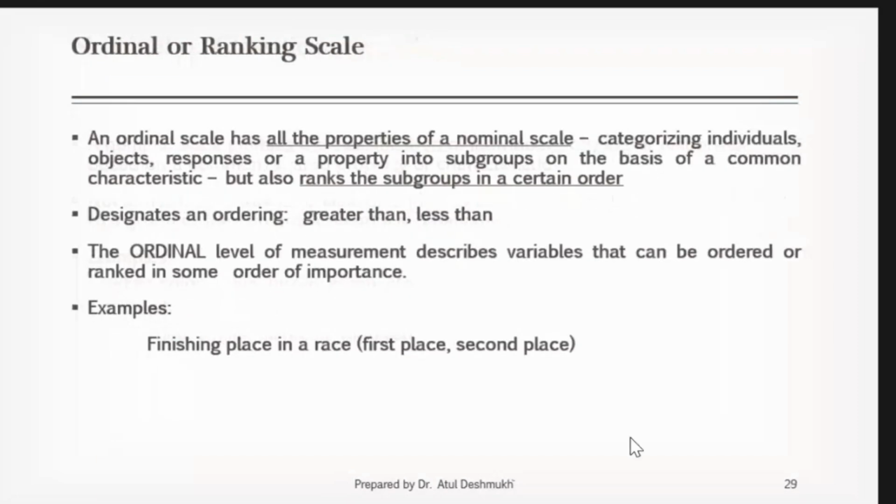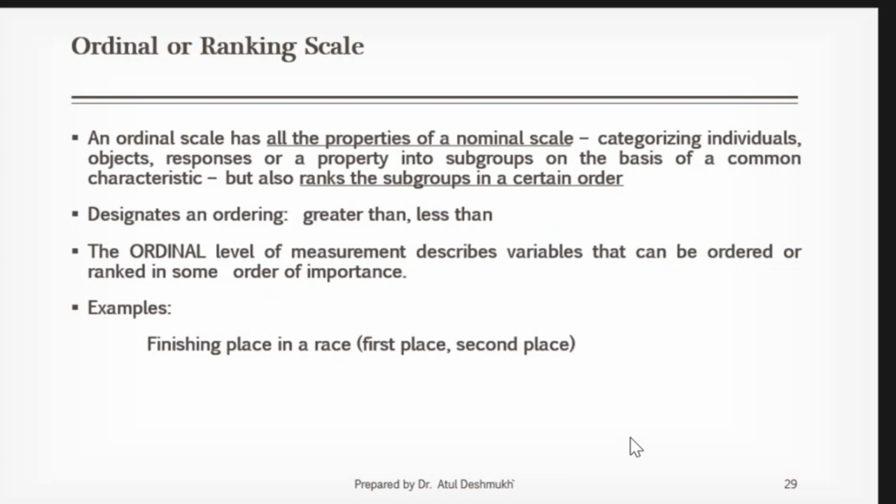Now we are moving to the next level. The nominal scale was the basic scale, just a classificatory scale. Now suppose I am conducting a test for you, a test of 100 marks. Suppose there are 40 people, the first rank scores 84 marks and the 40th rank scores 40 marks. All others will fall between 84 and 40, which means there is an order.